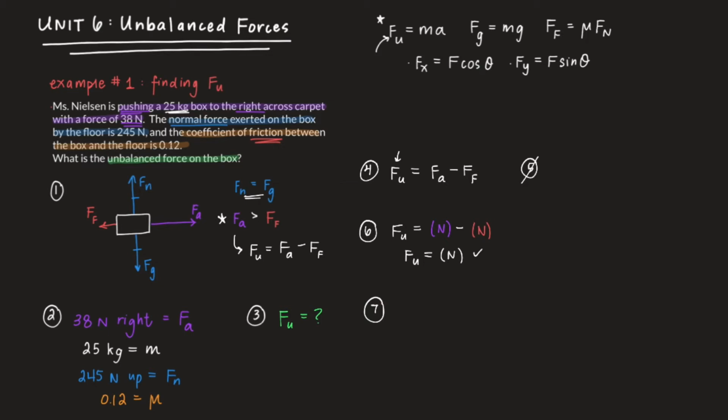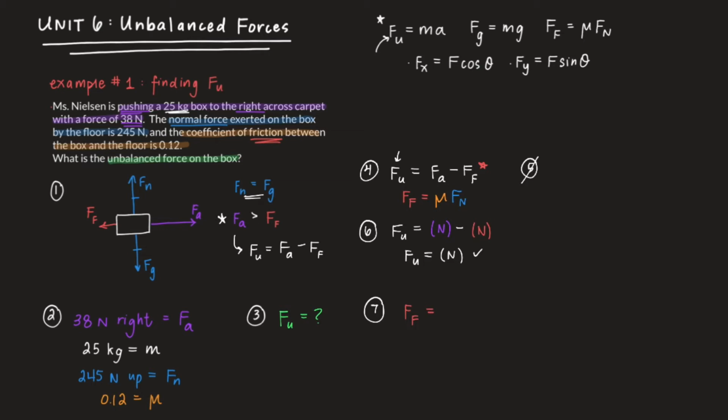So step 7. If we want to solve for the unbalanced force, we have to know what the applied force is and what the force of friction is. We don't know the force of friction. We know the coefficient and we know our normal force, so we can find the force of friction. Remember, the force of friction is equal to the coefficient, mu, times our normal force, Fn. This is more of a sidebar in solving this problem. We're going to use that equation first to find the force of friction, and then plug it into the first equation to find our unbalanced force.